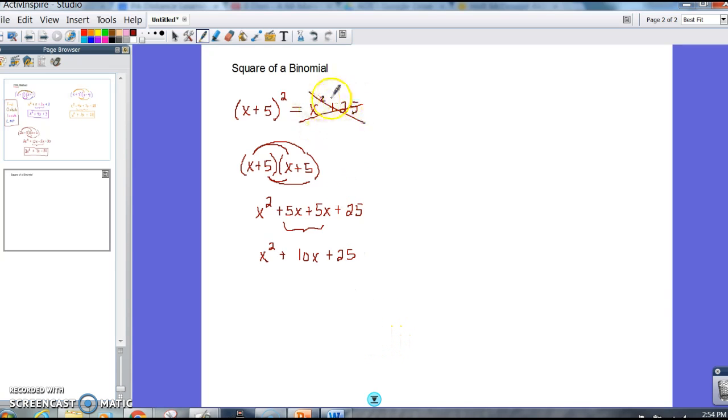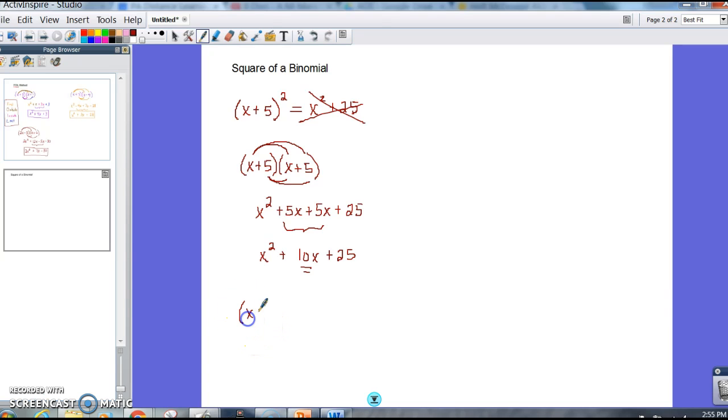See, that is different than up here, right? Here I have that extra middle term. So you cannot just square the first term and square the last term. Promise me that you won't do that, because it's never going to come out correctly. However, we do have another way to do this, a much quicker way than actually doing FOIL. And it only works when you're squaring a binomial.